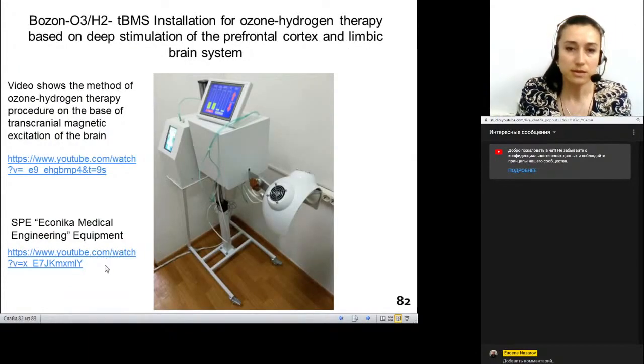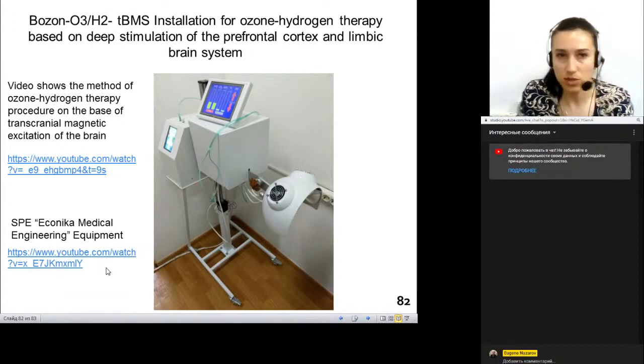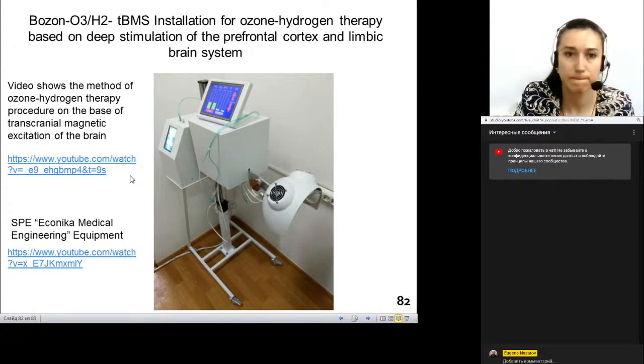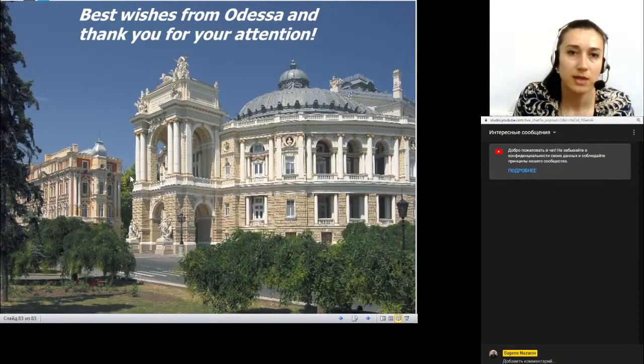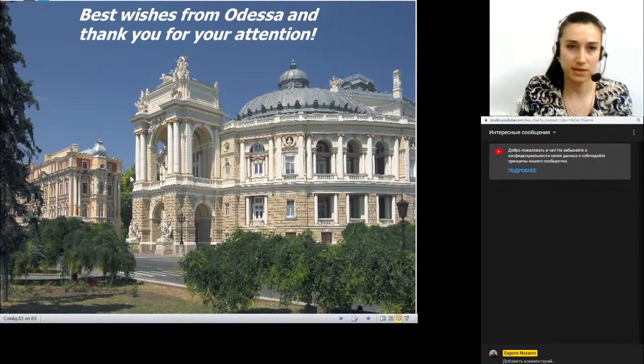There is another installation that we mentioned before, which is dedicated to deep stimulation of the prefrontal cortex and limbic brain system. So that was our medical equipment that we use for medical gas therapy.